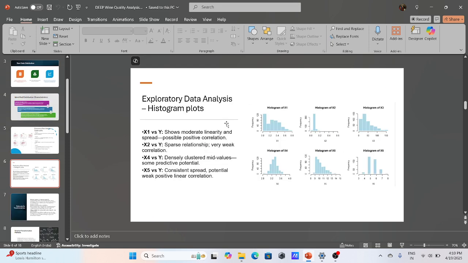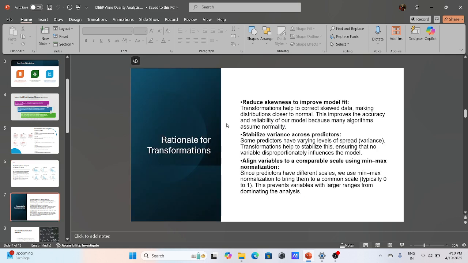This is my exploratory data analysis for the pair plots. X1 shows a moderately linear spread, possible positive correlation. X2 in the pairs relationship shows very weak correlation. X4 was densely clustered, with mid values showing some predictive potential, and X5 was constantly spread, with potential weak positive linear correlation.